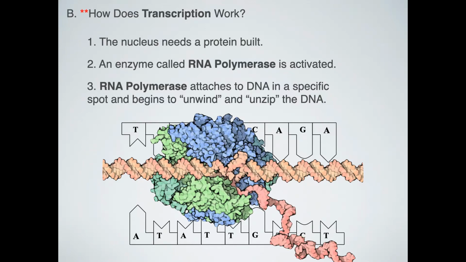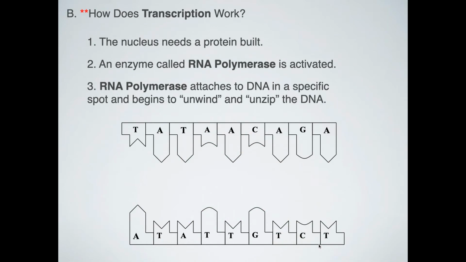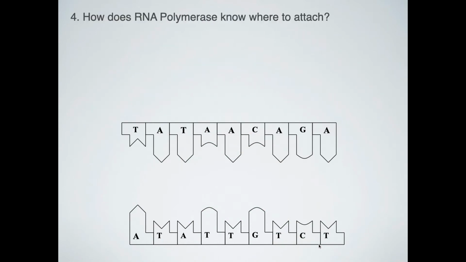You can see it's unwinding part of the DNA right here, and you're getting a single strand off of this. So we're not making a copy of the DNA completely here. We're actually manufacturing a message that is contained in the DNA itself. Okay? So how does it know where to attach? That would be my first question.